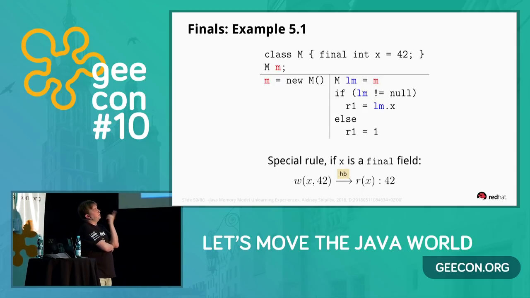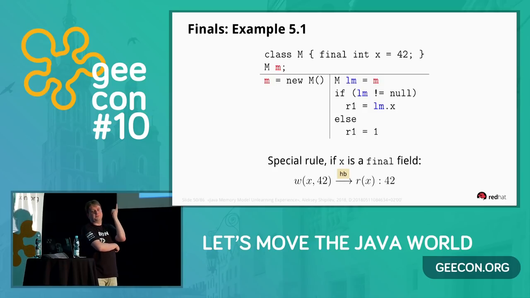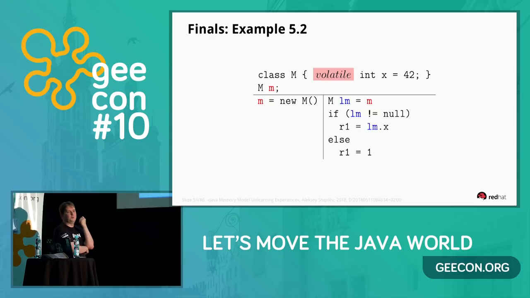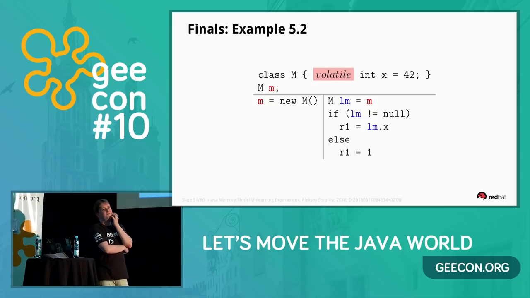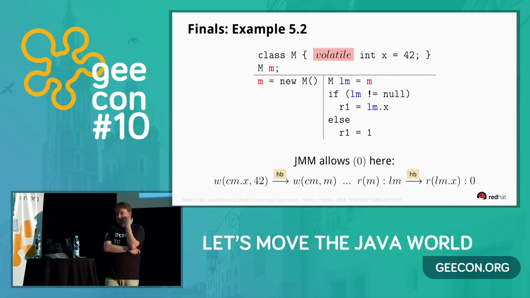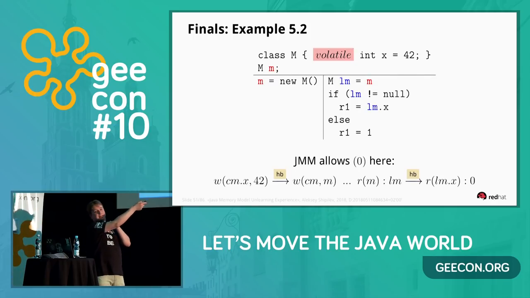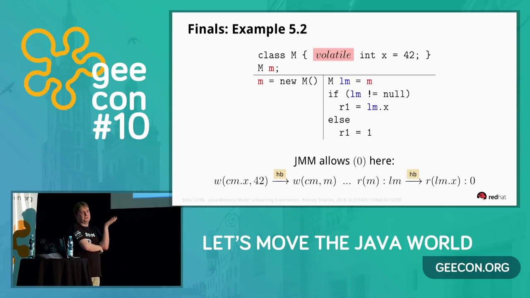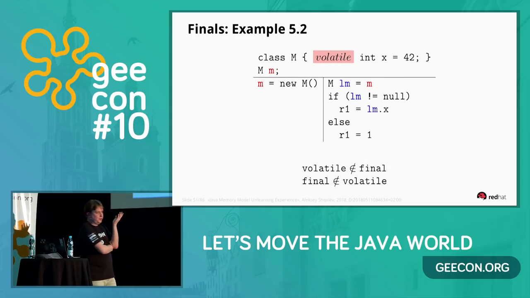But the example that I want to show is that suppose you don't have final there. Suppose you have volatile. What are the plausible results right now for this program? Are there any new results compared to the final case? Yeah, you can have 0, because now this is a race, and I can observe whatever value for that volatile field. So if you ever come to this question, whether volatile is a subset of final or final is a subset of volatile, the answer is neither. They intersect a little bit in their semantics, but they are really about different things.